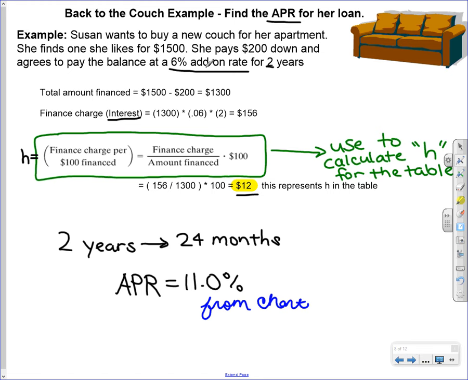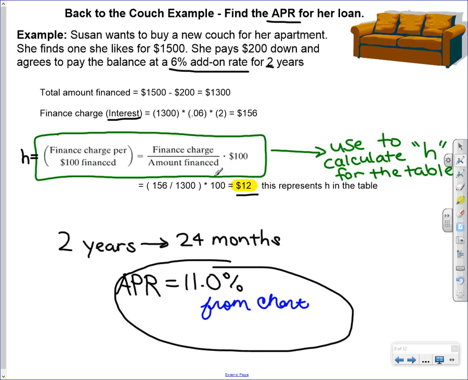So we know we have the 6% add-on rate for 2 years. That doesn't tell us what the APR is, okay? The APR we have to calculate based off of the finance charge that is going to occur divided by the amount financed times 100, okay? And we use that chart and we find out that it's going to be approximately 11%.